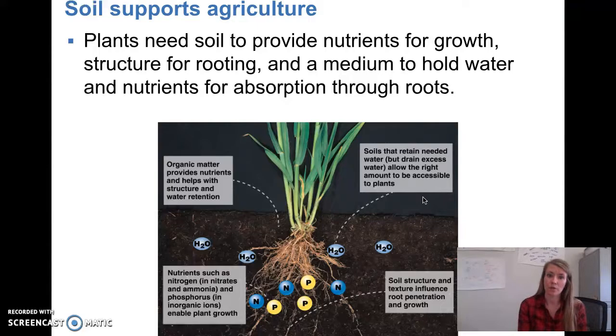The reason that we need soil for agriculture is that plants need soil to provide nutrients for growth. So plants get their nitrogen and their phosphorus, those two limiting reagents, limiting factors. They need the structure. This is how plants stand up, right? We have legs. Plants need roots to be able to keep themselves upright. And they also need a medium to hold water and nutrients because plants get everything through absorbing water from their roots. And so they need a soil that can sustain water that has the nutrients in it.